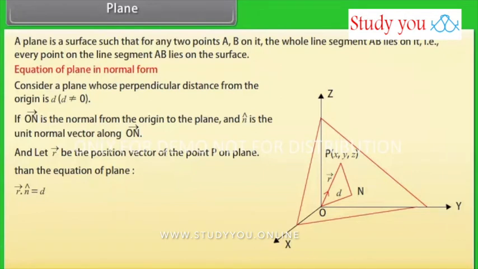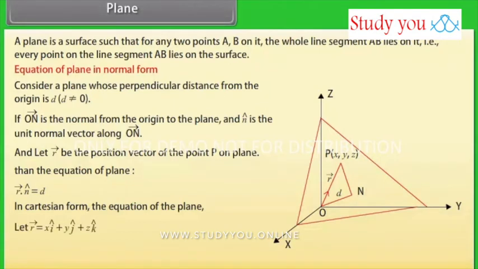In Cartesian form, the equation of the plane, let vector r equals x î plus y ĵ plus z k̂, is lx plus my plus nz equals d, where l, m, n are the direction cosines of n̂.